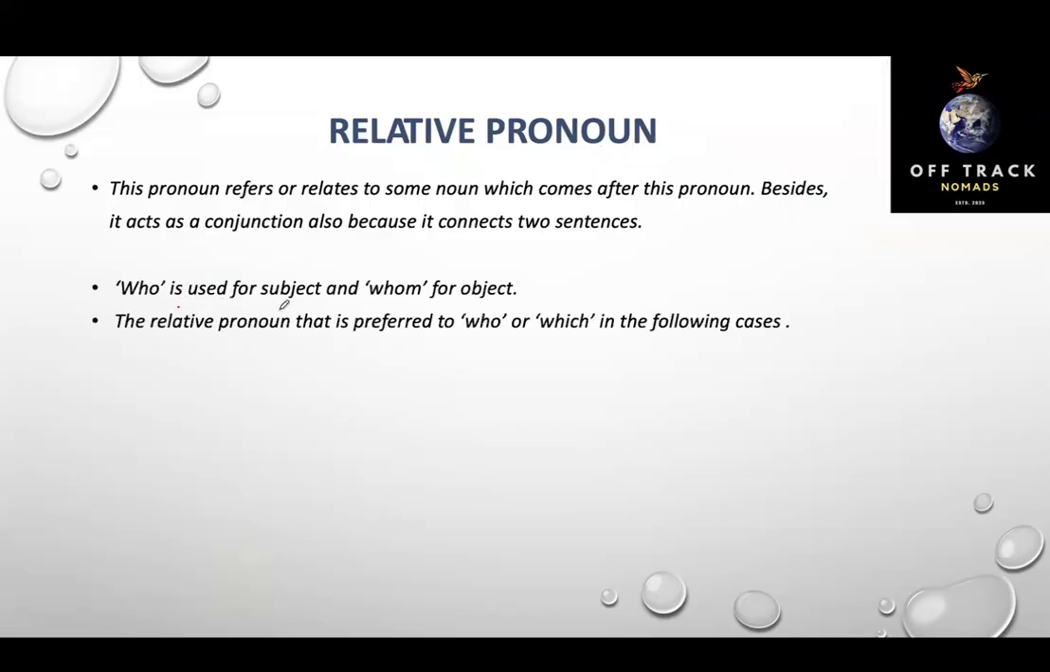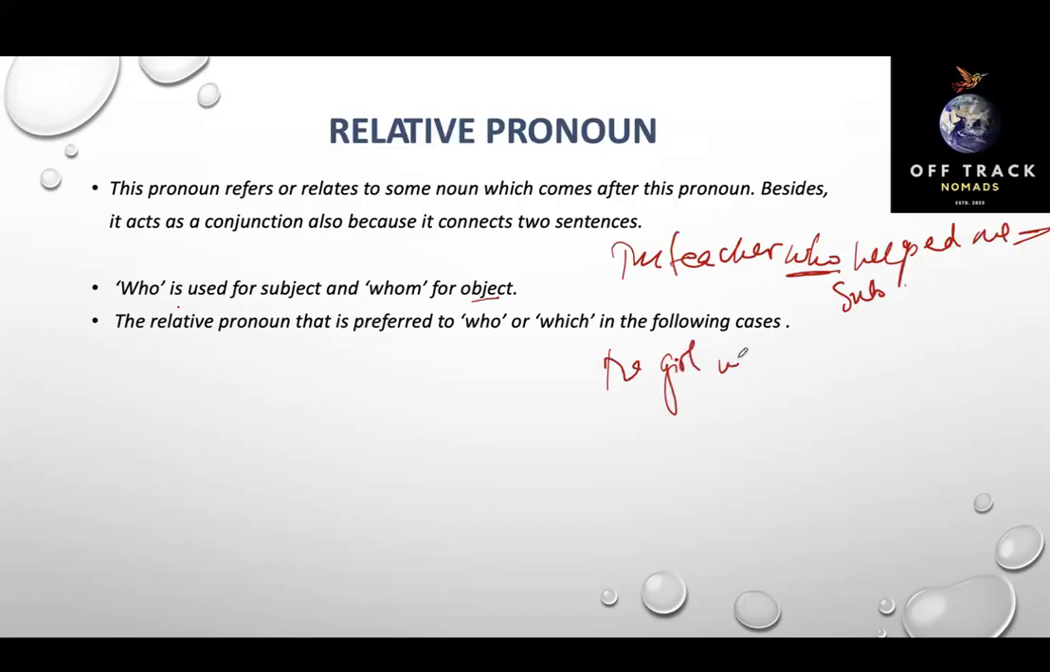The next is who is used for subject, whom for object. How? I'll give you an example. The teacher who, right? Who helped me. Now, who is the subject here? Was kind. You can complete the sentence. Okay, if I say the girl whom I met is my cousin. Okay, so whom is the object here.